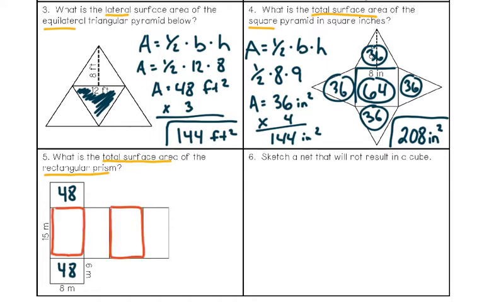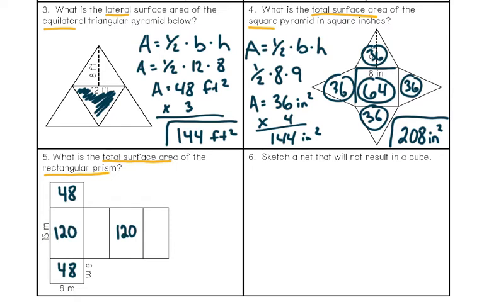Let's look at 2 other rectangles that have the same dimensions. If I was going to fold this rectangular prism back up, that would be the top and the bottom. And I can see that they have side lengths of 15 by 8. So 15 by 8 gives me an area of 120. And like I said, it's going to be the same for both of them.